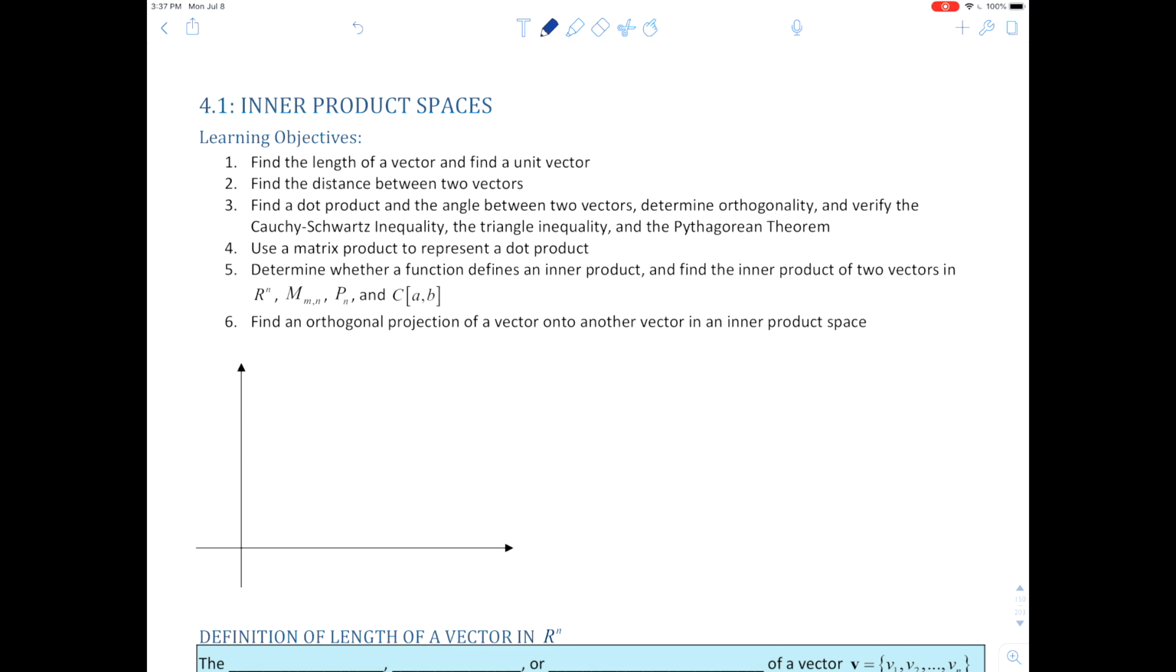This is a very cool section. A lot of you have probably experienced inner product spaces when you were learning about the dot product. That's actually the Euclidean inner product space. So let's learn about that and more. Are you ready? Awesomely awesome.